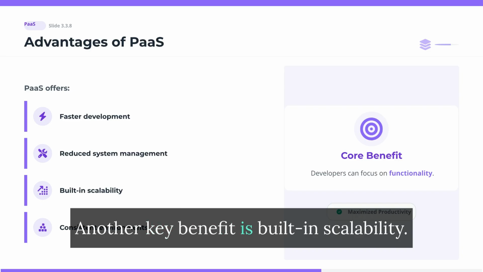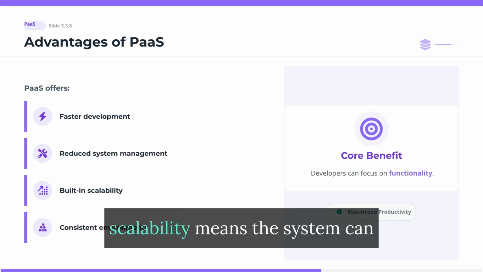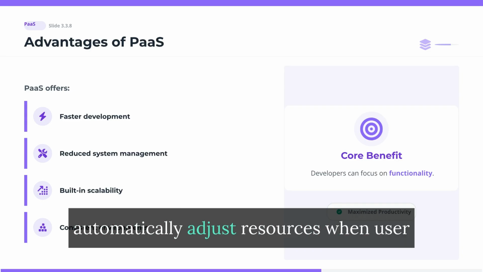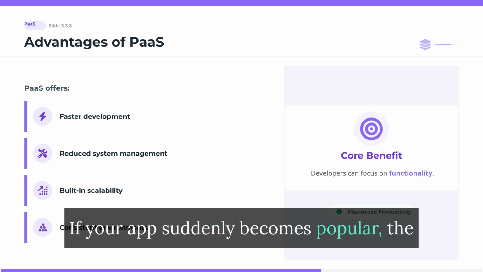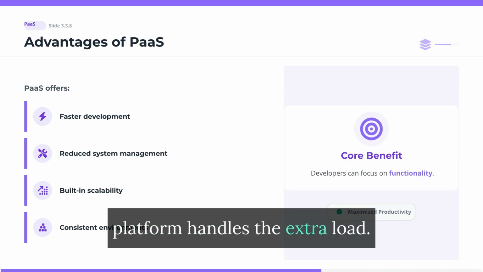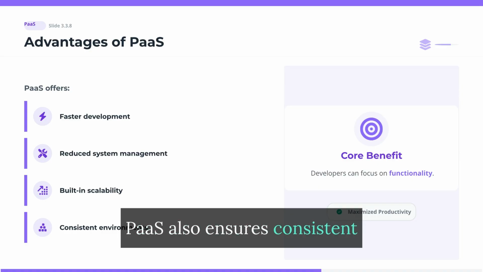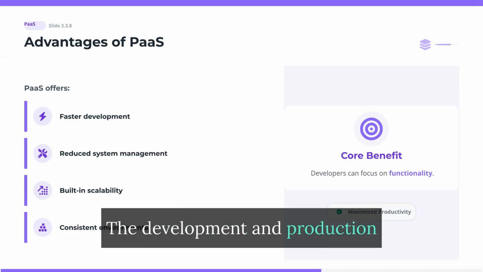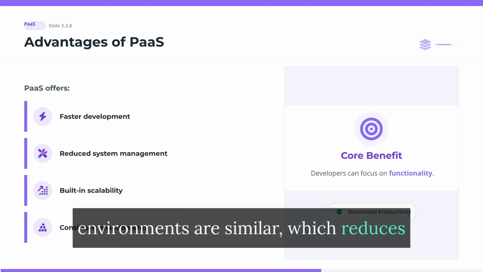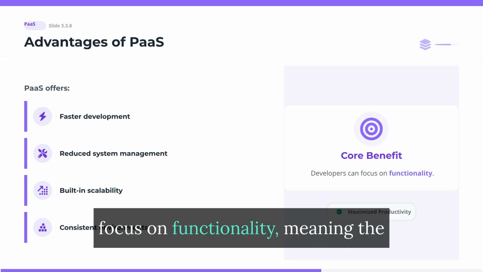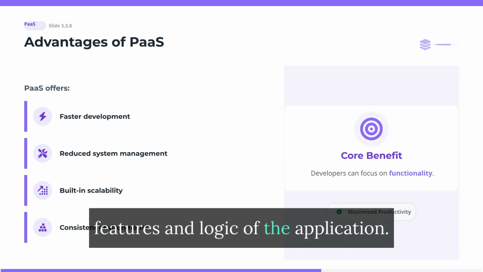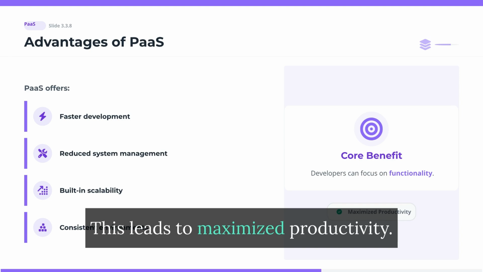Another key benefit is built-in scalability. Scalability means the system can automatically adjust resources when user traffic increases. If your app suddenly becomes popular, the platform handles the extra load. PaaS also ensures consistent environments. The development and production environments are similar, which reduces technical issues. The core benefit is that developers can focus on functionality, meaning the features and logic of the application. This leads to maximized productivity.